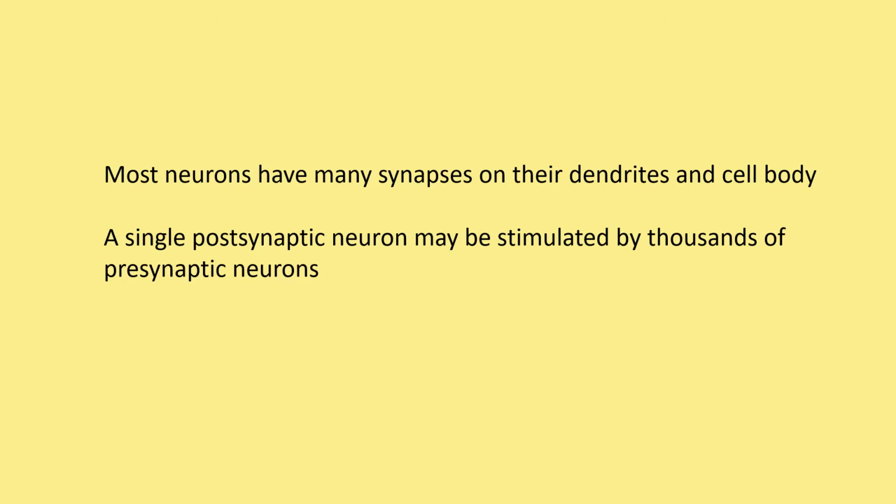All right. So we've been looking at a very simple system where one cell communicates with the next, but the reality is most neurons connect with many, many different cells. Most neurons have many synapses on their dendrites and their cell body, and a single postsynaptic cell can be stimulated by thousands of presynaptic neurons. And each of those presynaptic neurons will release a particular neurotransmitter that opens up a particular type of ion channel and causes either an excitatory postsynaptic potential or an inhibitory postsynaptic potential.